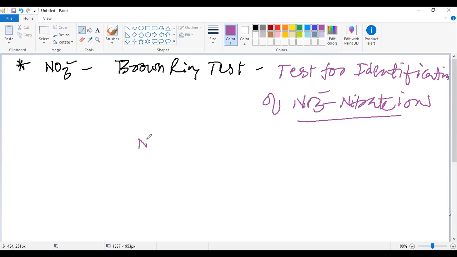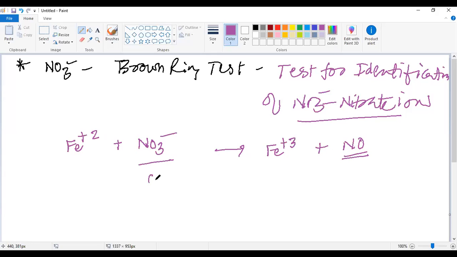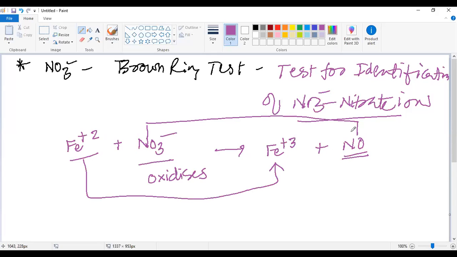This NO3 minus first oxidizes Fe plus 2 to Fe plus 3. Please remember, and it itself is reduced to NO. This is what happens. So NO3 minus oxidizes Fe plus 2 to Fe plus 3 here. And it itself is reduced.